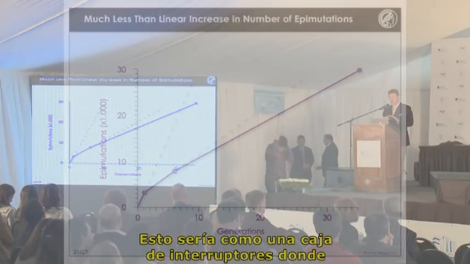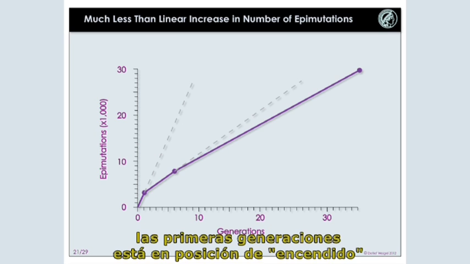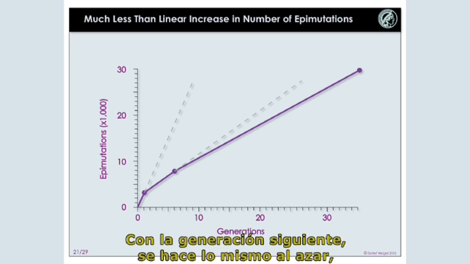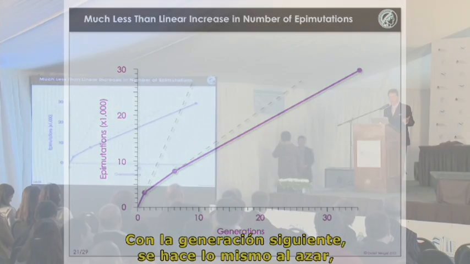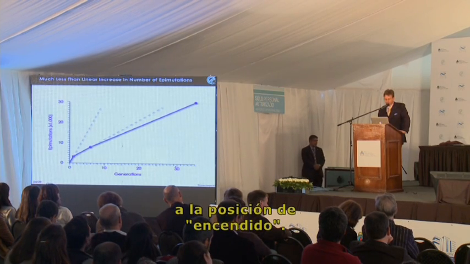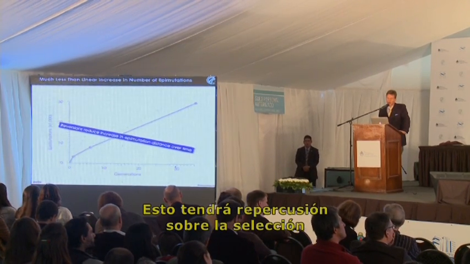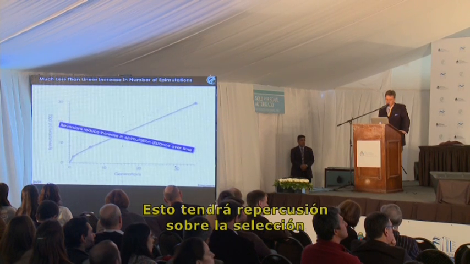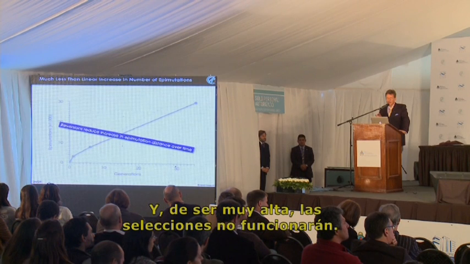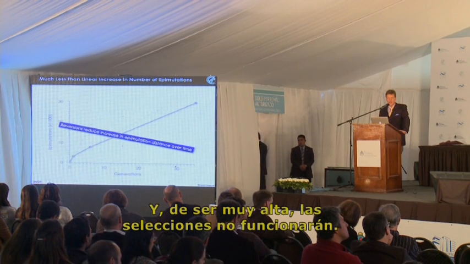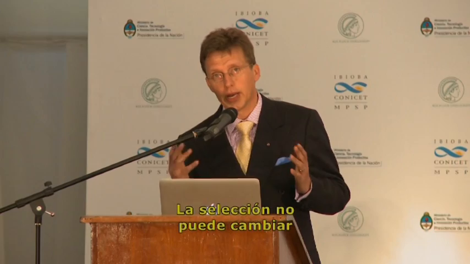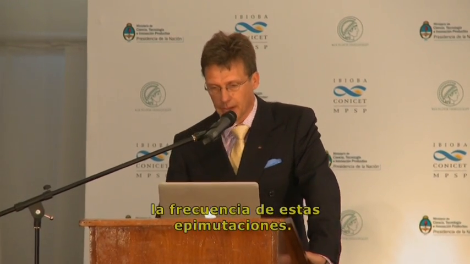So you can think of this as a bank of switches. In the first generation, they are all in the on position. Then randomly, you toggle some to the off position. In the next generation, again, you randomly toggle those. But of course, you will toggle some of those back into the on position again. And this has important implications for Darwinian selection because reversions will reduce the increase in epimutation distance over time. And if it's very high, selection essentially cannot work. Selection cannot change the frequency of these epimutations.